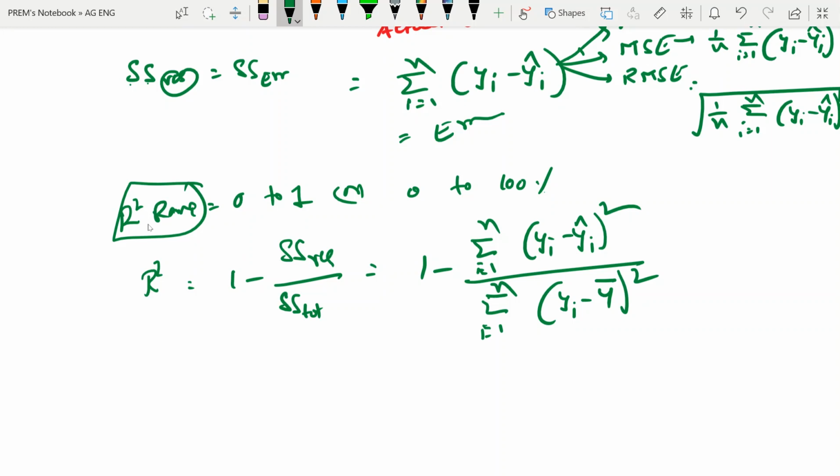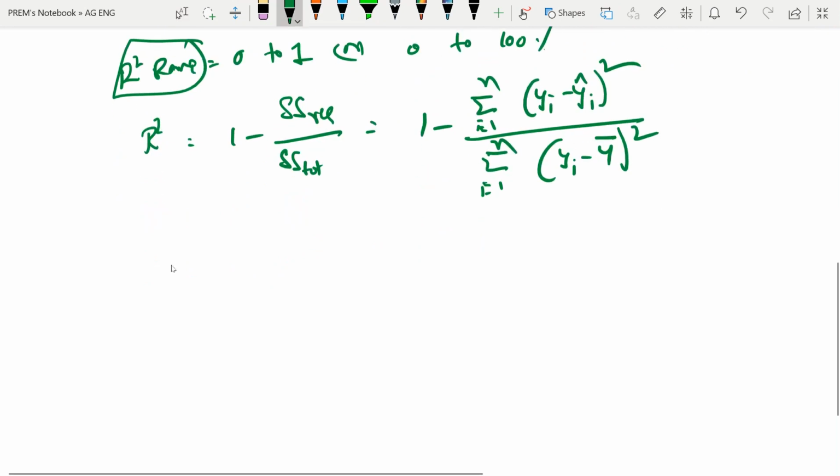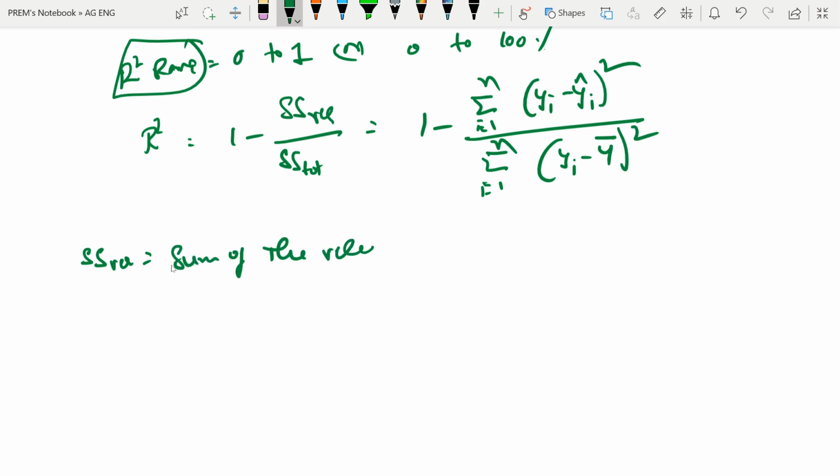So if you see, here SSRES is the sum of the residuals. Sum of the residuals means sum of the errors. Sum of the errors means the difference between the actual points and the predicted points.